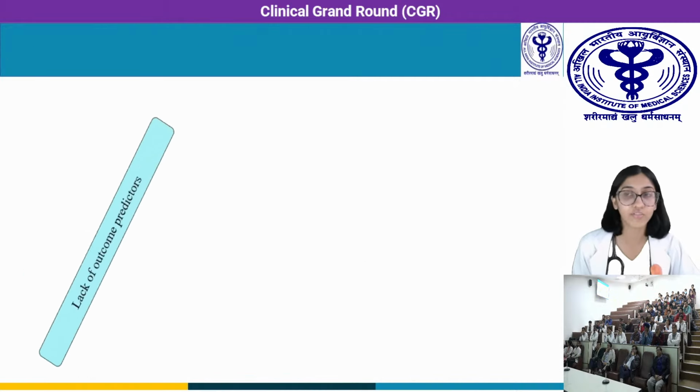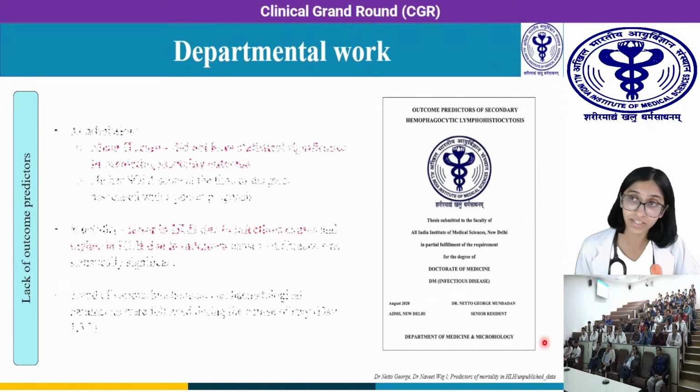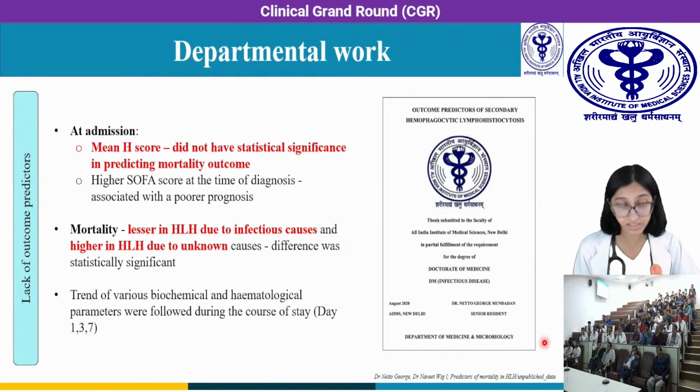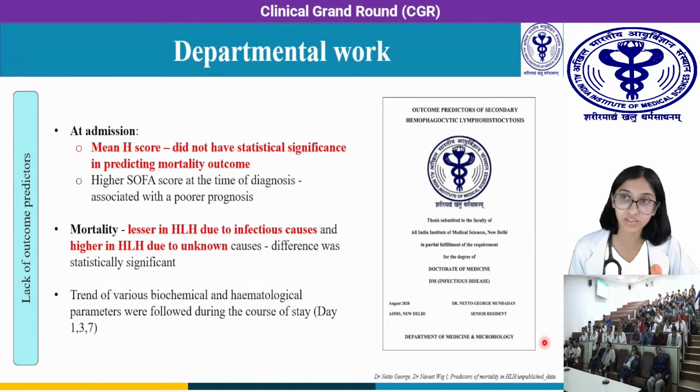Then coming on to the lack of outcome predictors. For this, we have a departmental study, an ambispective study conducted on 50 HLH patients, in which we saw that the mean H score at admission did not have statistical significance in predicting mortality outcome. A higher SOFA score at the time of diagnosis was associated with a poor prognosis, and mortality was lower in HLH due to infectious causes and higher in HLH due to unknown causes.